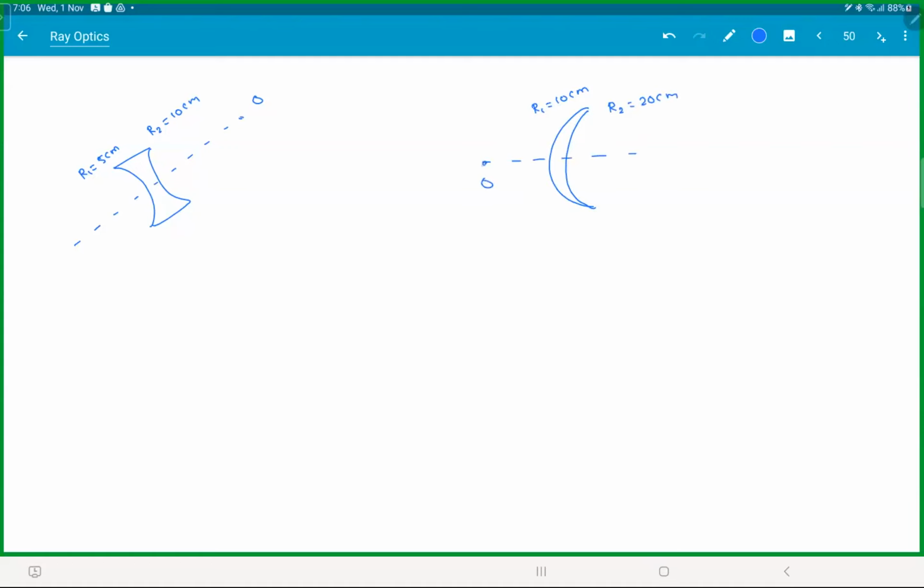This is the object. Light rays are going this way, na? This is the positive direction. This is positive. This is negative. So this center is this way, C1. So R1 is plus 5. For R2, center is this way. R2 is minus 10.